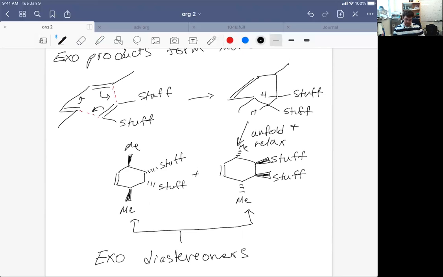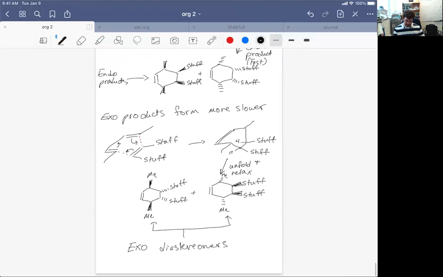Okay, so these exo diastereomers, if I could take this out a little bit, differ from the endo products. Now, the reason I know the endo products and the exo products are diastereomers is that if you compare the exo products to the endo products, you start off with all dashes. If you flip everything, you get enantiomers. But if you only flip some things, you get diastereomers.